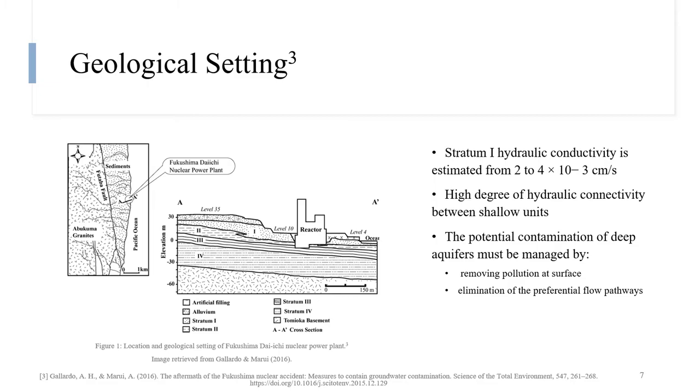The hydraulic conductivity of the unit is estimated to range from 2 to 4 times 10 to the negative 3 centimeters per second. The underlying unit, or stratum 2, is constituted by the intercalation of silts and mudstones with a thickness in the order of 5 to 7 meters. Both stratum 2 and 3 provide the foundation for the reactors and the buildings at the facility.